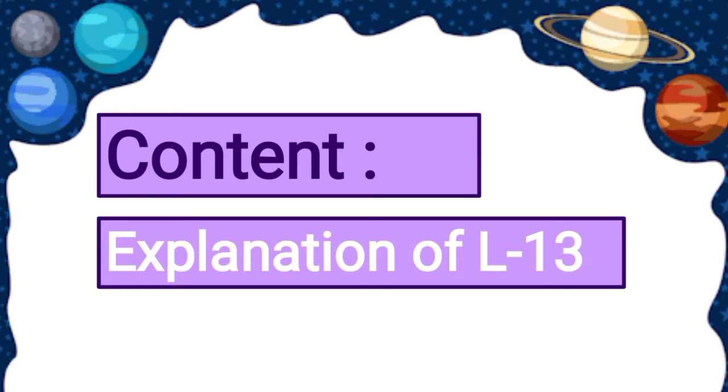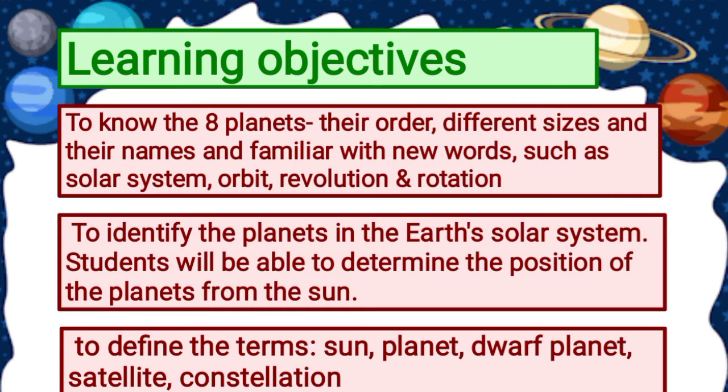Today we will understand Lesson 13, the Solar System. This lesson will help you to know the 8 planets, their order, different sizes, their names, and become familiar with new words such as solar system, orbit, revolution, and rotation. And to identify the planets in Earth's solar system and to determine the position of the planet from the sun and to define the terms like sun, planet, dwarf planet, satellite and constellation.